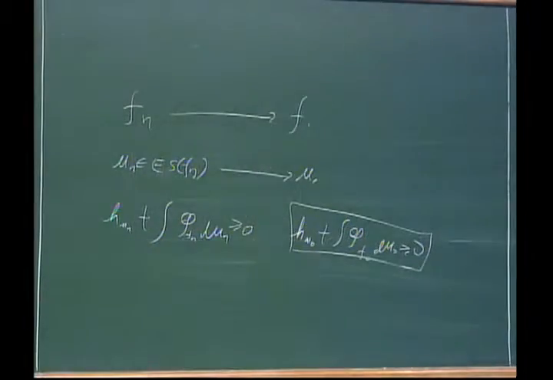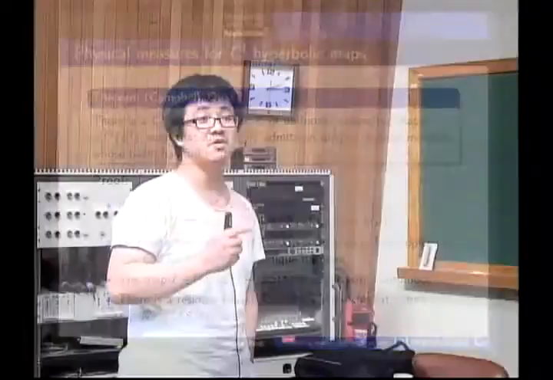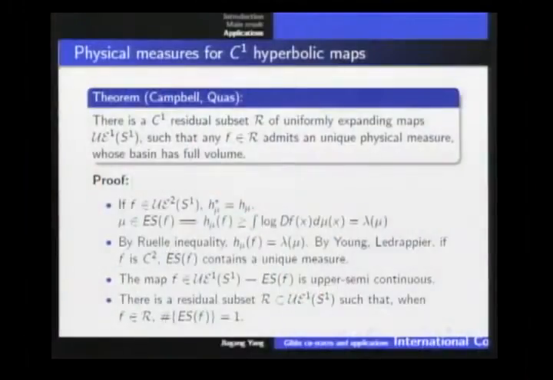So generically, we have continuity. There is a generic subset such that every diffeomorphism inside is a continuity point. If it's a continuity point, what does it imply? It implies it can only contain one point. Why? Because C2 maps are dense, and every C2 map has one image, so its limit should have one image. So this short proof shows that a C1 generic uniform expanding map contains a unique equilibrium state. And as a corollary, this measure should be the physical measure, whose basin covers a full volume measure subset.